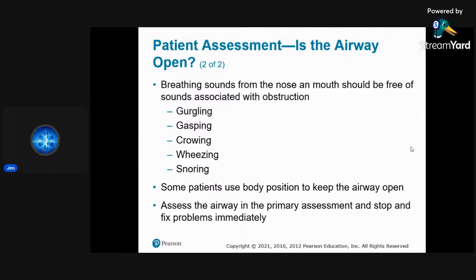Sometimes you'll show up to a scene and the patient uses body position to keep their airway open. One that I can think of is the COPD patient, and they'll go into that tripod position, which we'll talk about later when we talk about respiratory emergencies. When we're assessing the airway, it's in our primary assessment. Again, we'll talk about that during our assessment chapters. And if we find a problem, we're going to stop and fix it at this point. We don't go any further until we fix that problem.